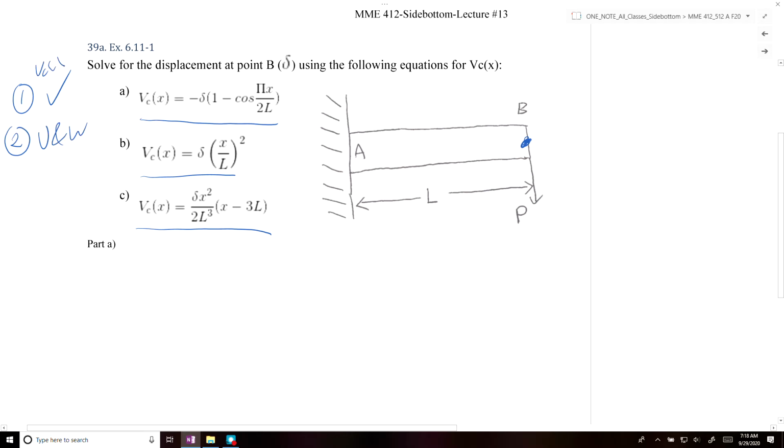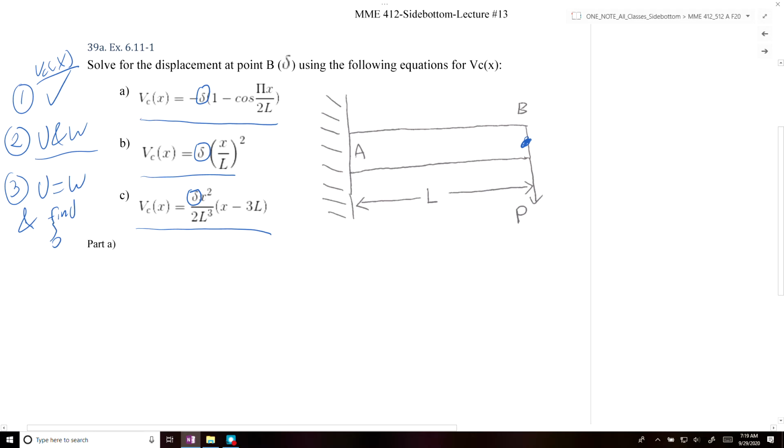So the first step is we need to define Vc(x). Our second step is to define U and W. And our third step is to set U equal to W and solve for our unknown. In this case, the unknown is going to be delta. So in each of these three examples, we're looking to solve for delta.